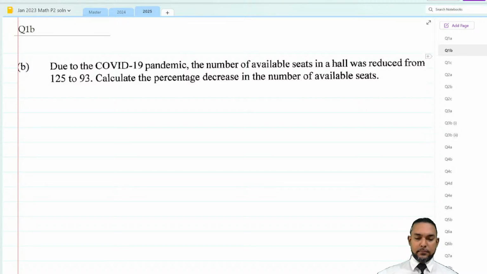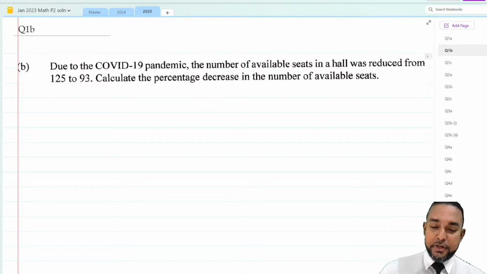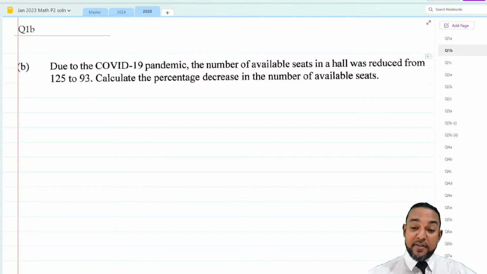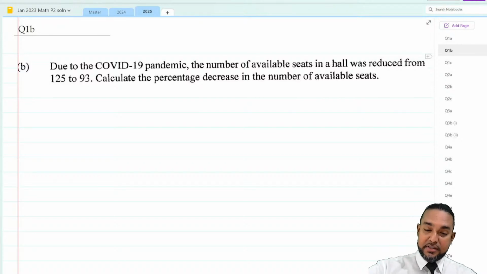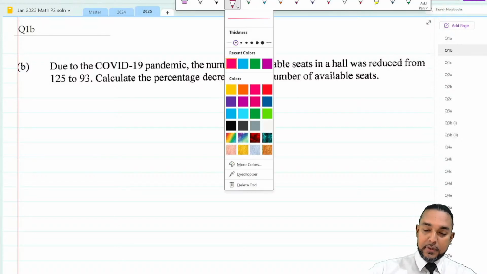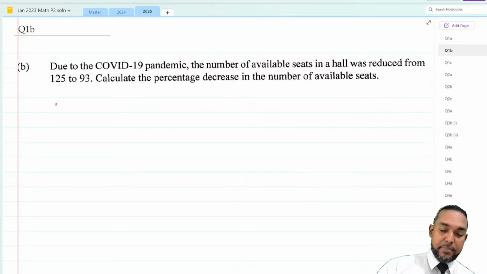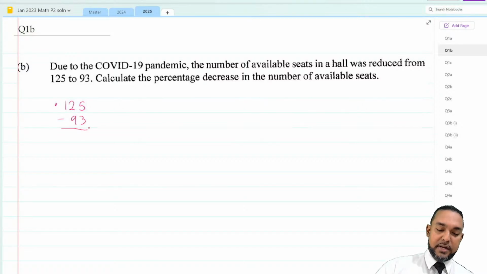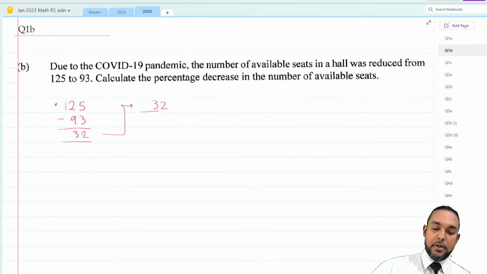Let's take a read. Due to the COVID-19 pandemic, the number of available seats in a hall was reduced from 125 to 93. Calculate the percentage decrease in the number of seats available. Okay. So we need to know, first of all, by how many seats it decreased. So 125 minus 93. That's correct. And then what we'll do is take 32, put it over the initial number 125, and multiply by 100.